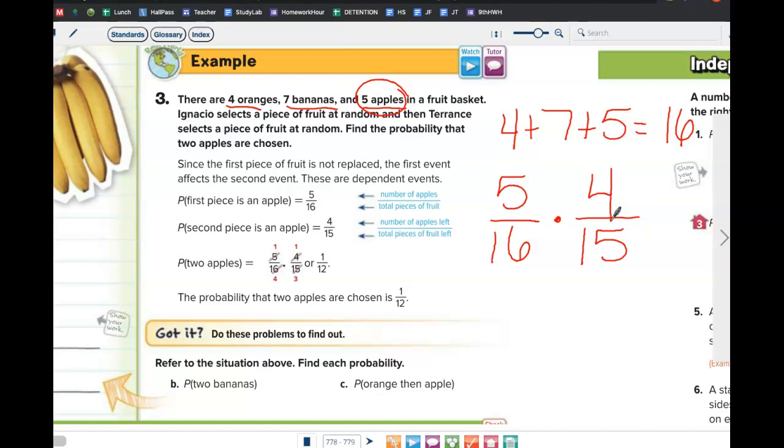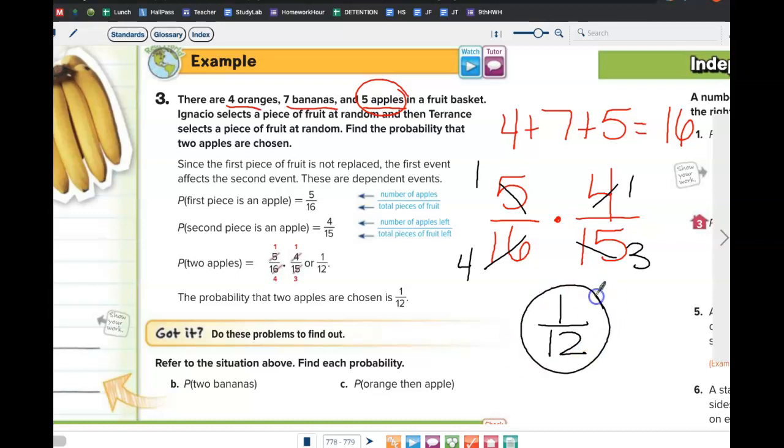When we could cross-reduce, this would give me 4, this would give me 1. I would multiply. 1 times 1 is 1, 4 times 3 is 12. So our probability that 2 apples are chosen is 1/12. I want you to pause the video and go ahead and try got it B and C.